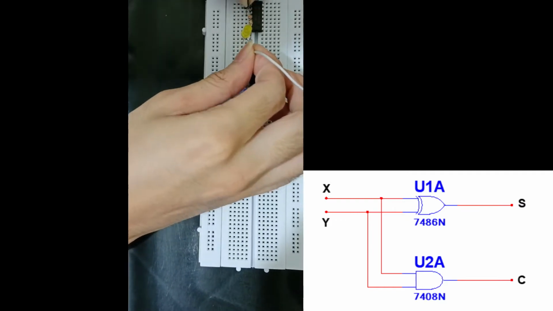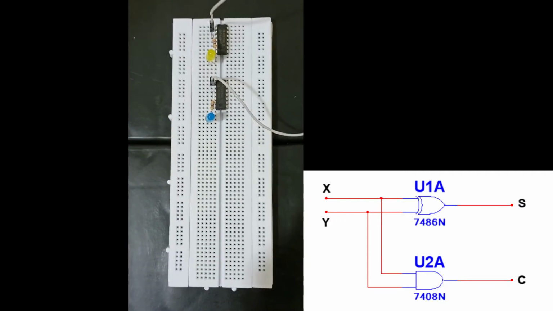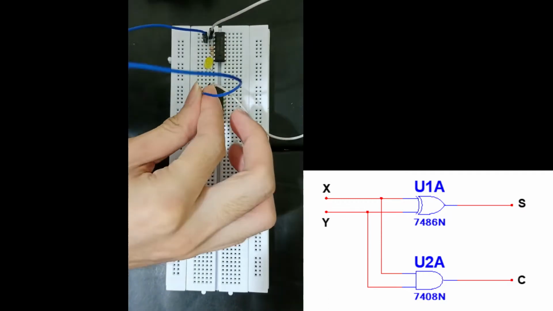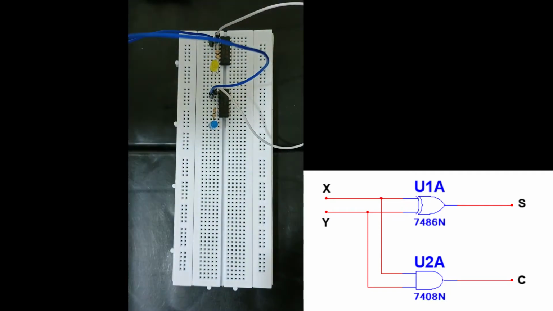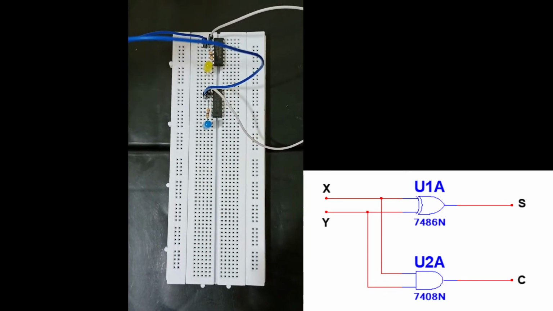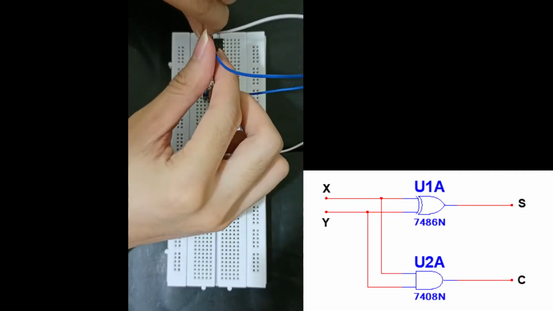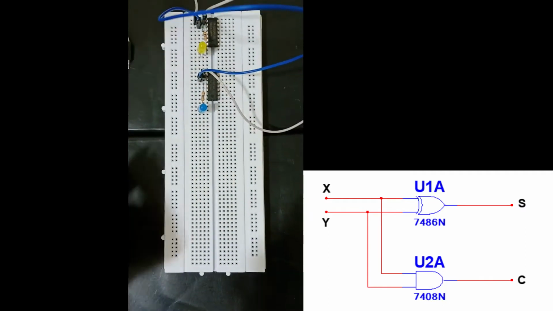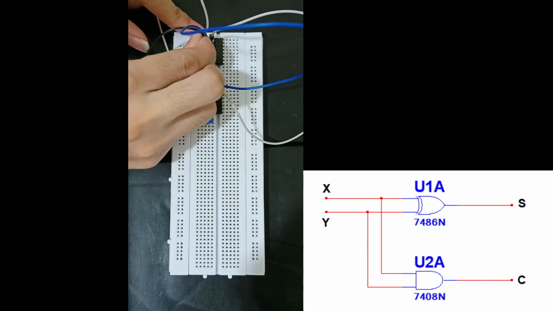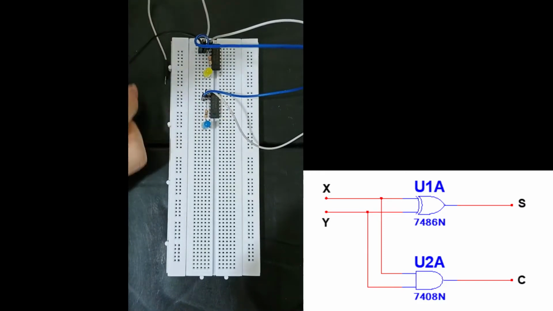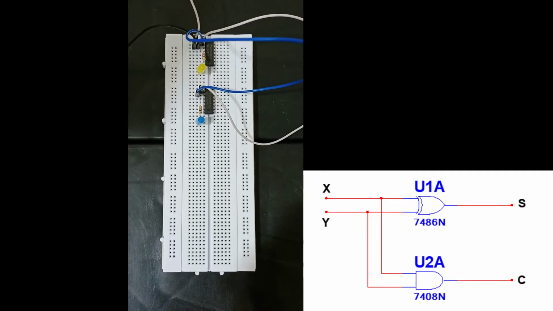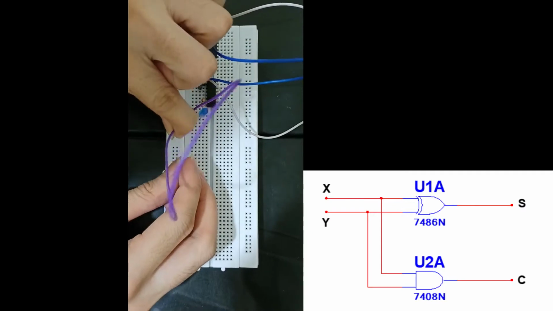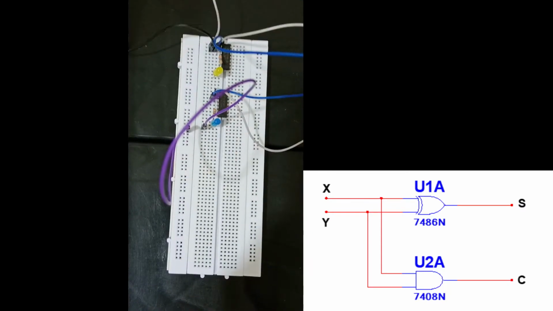Then, we will be connecting the first pin of the XOR gate to the first pin of the AND gate. The second pin of the 7486 XOR gate to the second pin of the 7408 AND gate. Input X is connected to the first pin of the XOR gate, and input Y is connected to the second pin of the AND gate. Lastly, we put the connections to the ground.